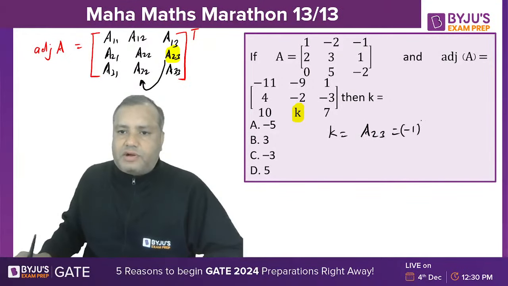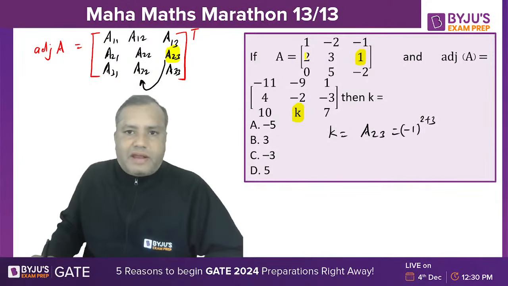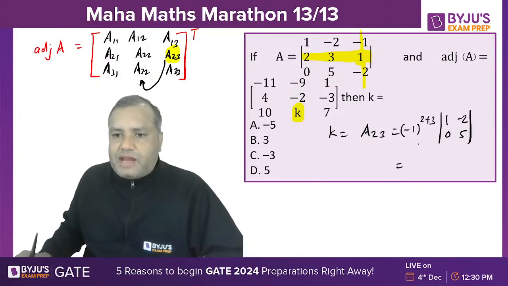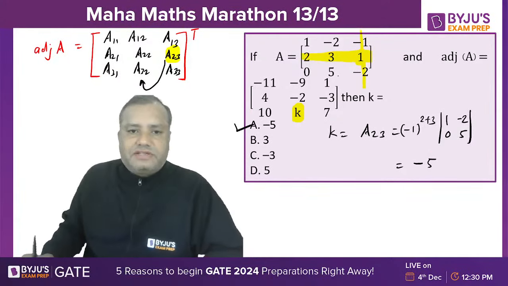-1 to the power 2 plus 3, and the minor of this position. How to calculate the minor? Skip this row, skip this column, just calculate the determinant of the remaining 4 elements: 1, minus 2, 0, 5. And this is now all up to you. -1 to the power 5 will be -1. 5 minus 0 will be 5. So -5 is the beautiful answer.